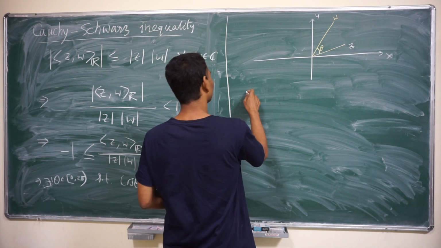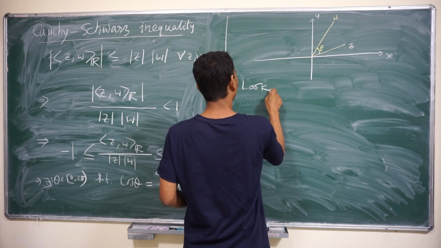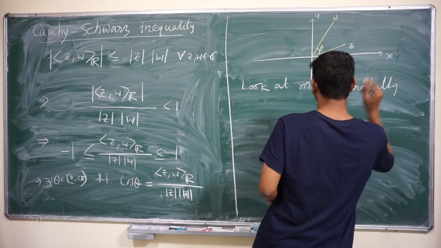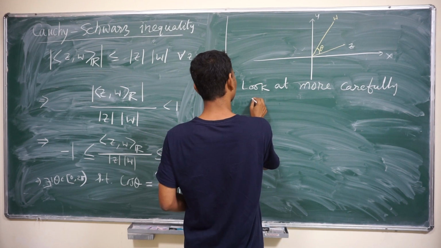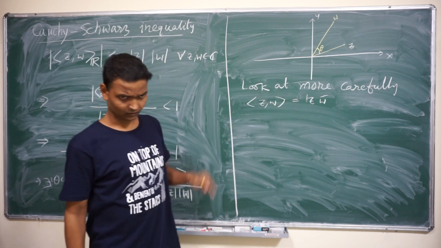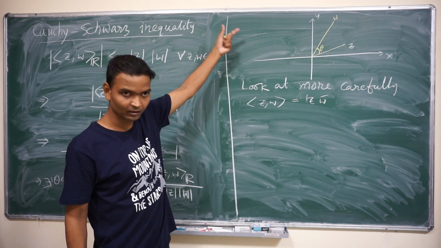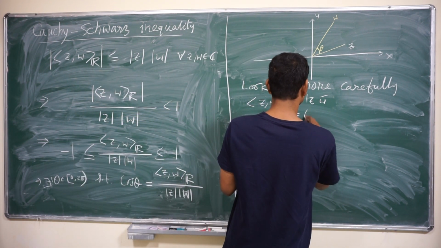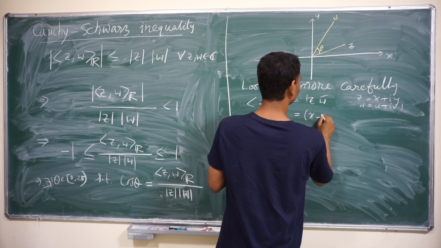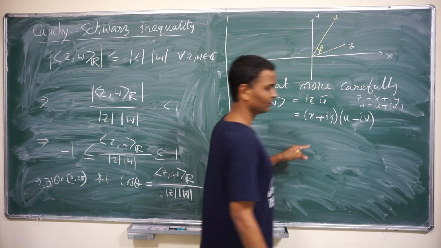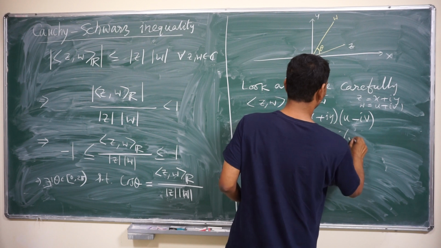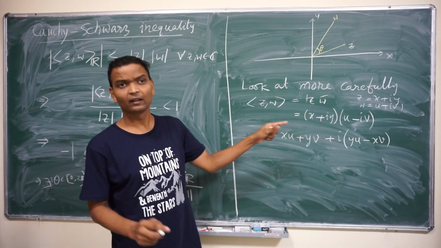Now let's go back to look more carefully at this one, Z W bar, which is ⟨Z, W⟩_R plus i times something. Alright, we have the real part to be the inner product, which gives the angle. Let's look at it more carefully again, putting Z equal to x plus iy, W equal to u plus iv, and here x plus iy times u minus iv. So this gives xu plus yv plus i(yu minus xv). We look at the imaginary part now.